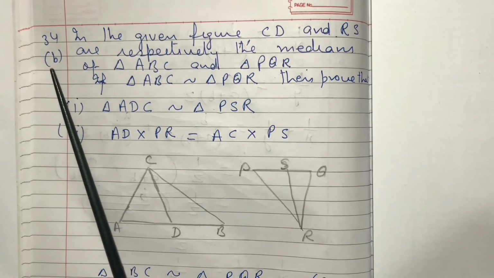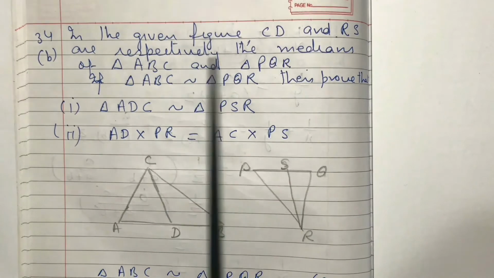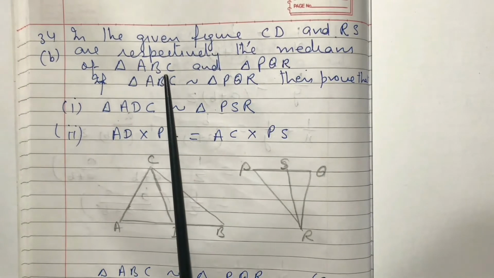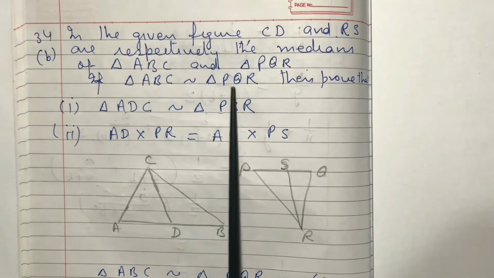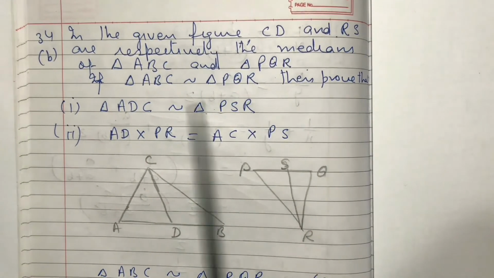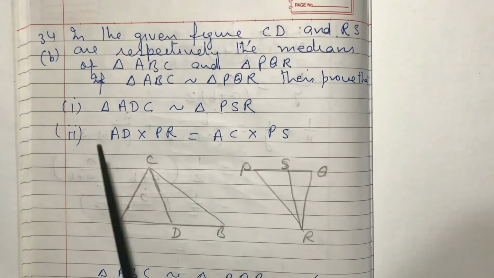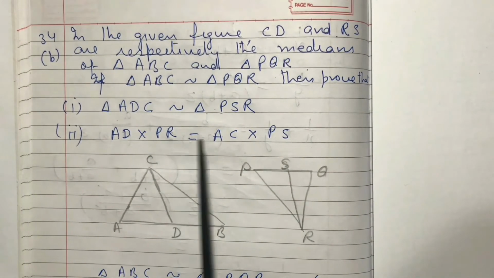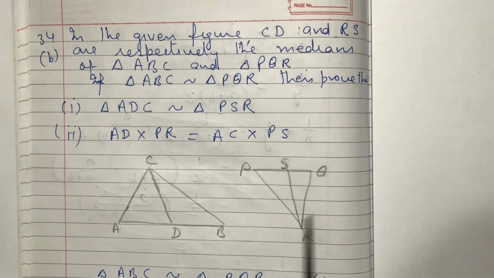Now 34th question B part. In the given figure, CD and RS are respectively the medians of triangle ABC and PQR. If triangle ABC is similar to triangle PQR, then prove that triangle ADC is similar to triangle PSR, and second, AD into PR is equal to AC into PS. Now this figure is given to us.